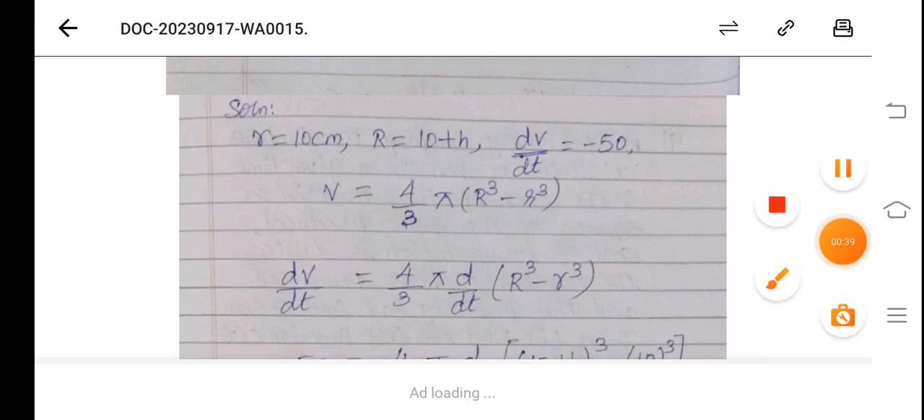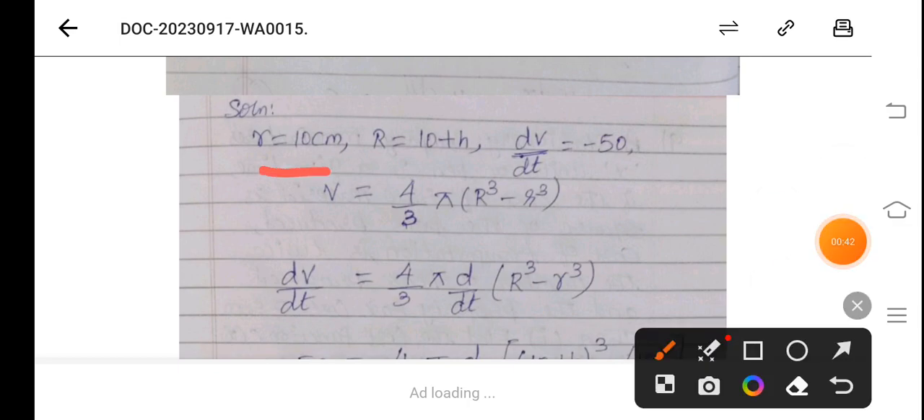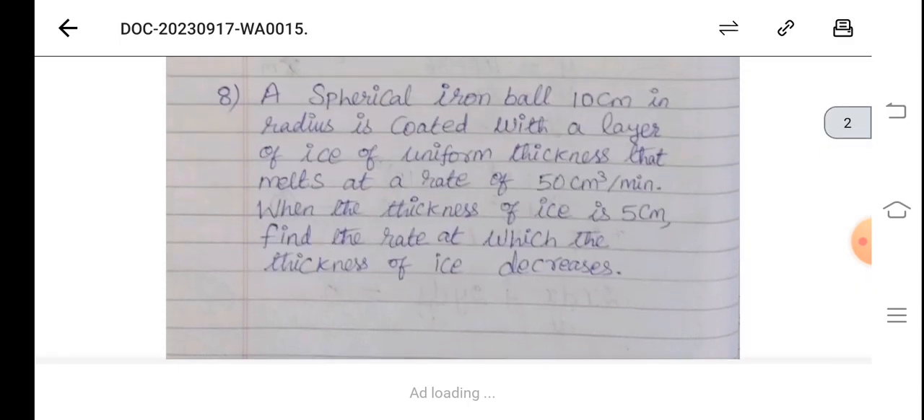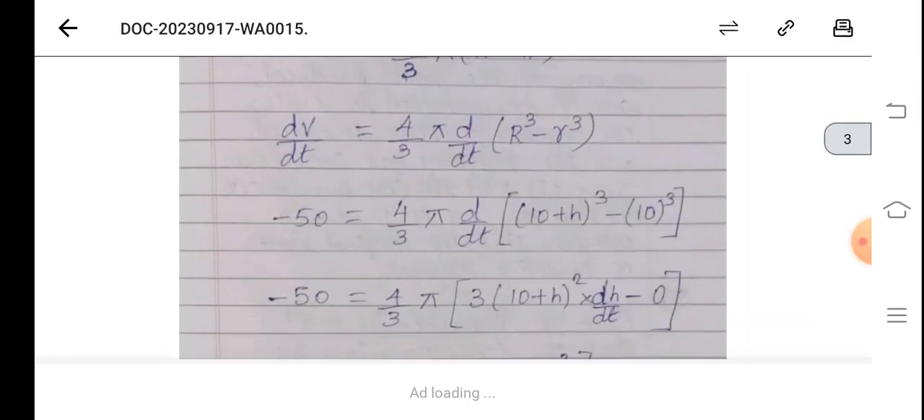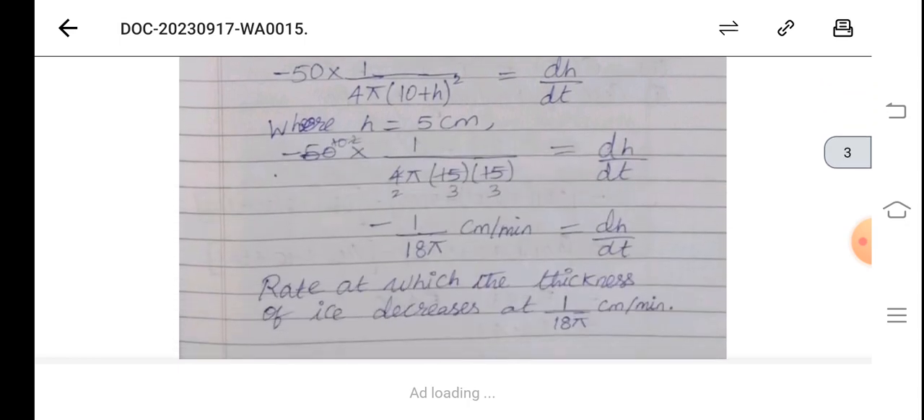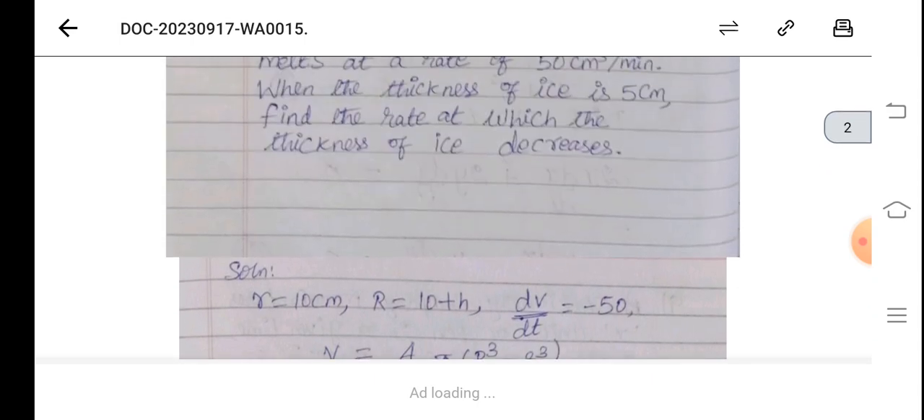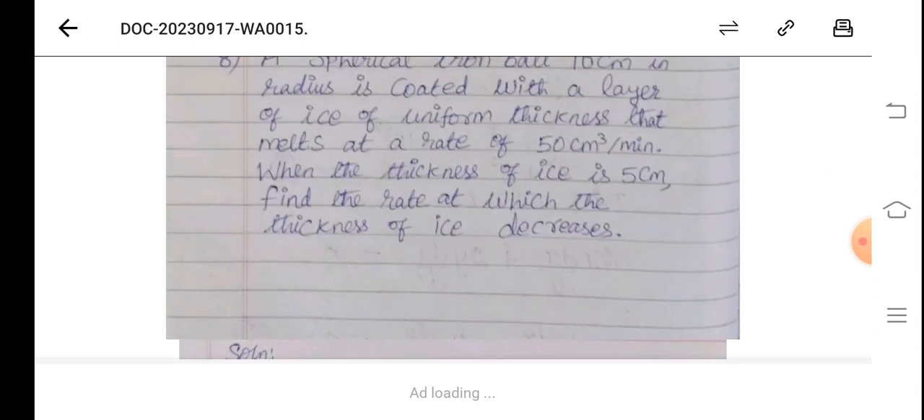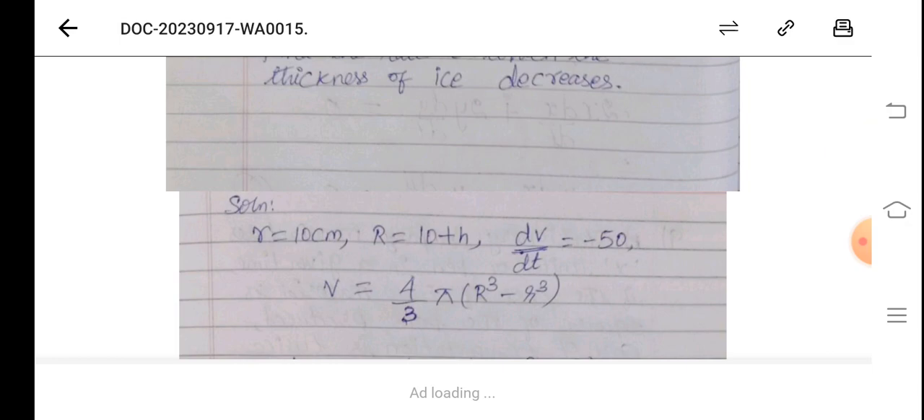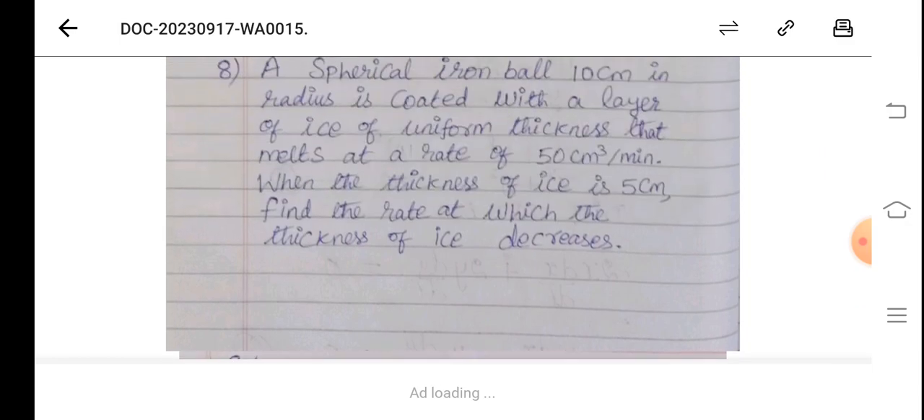So the small radius is 10 centimeter, you can get that from the question, and the capital R is nothing but 10 plus h. You understand why we have considered that as h. Then that h value we will substitute as 5. First we are considering it as h. You can ask me, sir, the thickness is 5, so can't we consider h as 5 and move on? But the thing is, they are asking: find the rate at which the thickness of ice decreases.